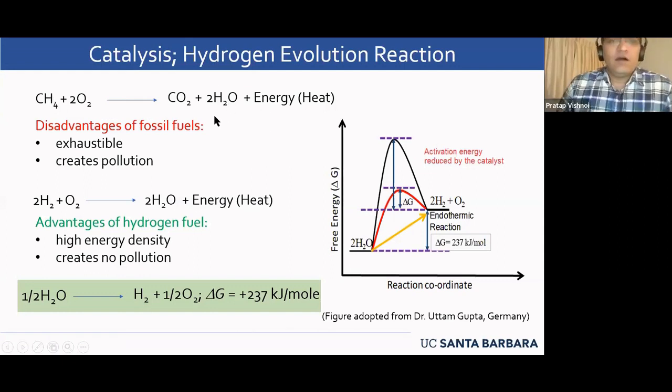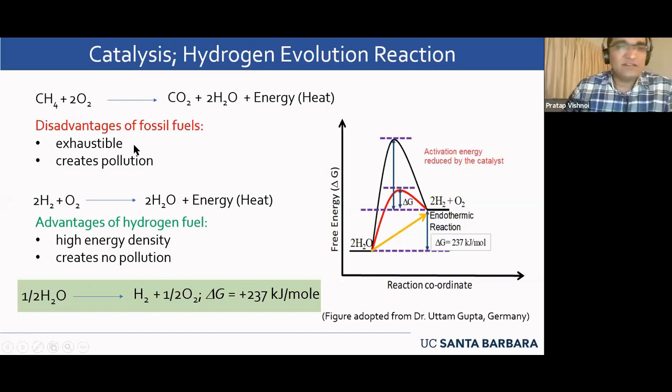If you have not burned it properly, if you have not supplied enough oxygen, you may get carbon monoxide, which is hazardous for us. I think it causes some diseases. Along with that, it produces heat. That's what we use for running engines and thermal power plants and whatever it is. So of course, there are many disadvantages of fossil fuel.